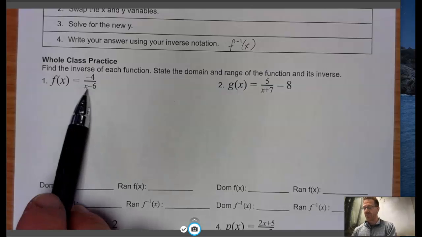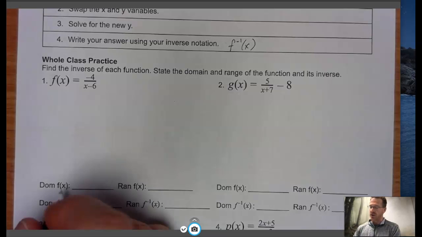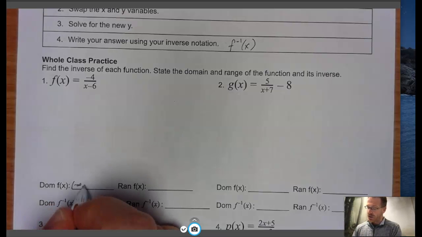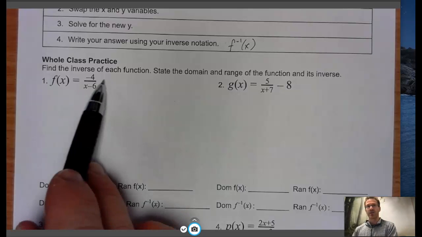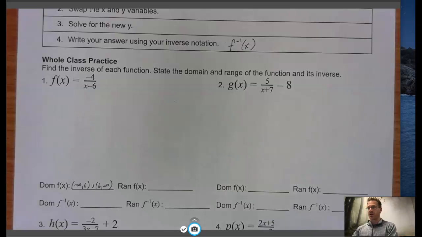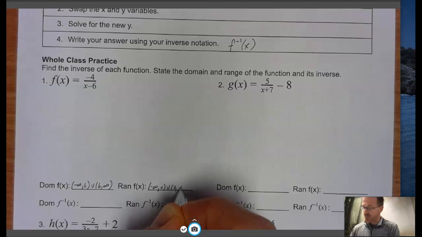I can see that my vertical asymptote would be at x equals 6, so then I know the only value I can't use is 6. So I know my domain would be negative infinity to 6 and then 6 to infinity, right? And then I know my k value is 0 out here, so that's my horizontal asymptote. So then I know my range will be negative infinity to 0, union 0 to infinity.